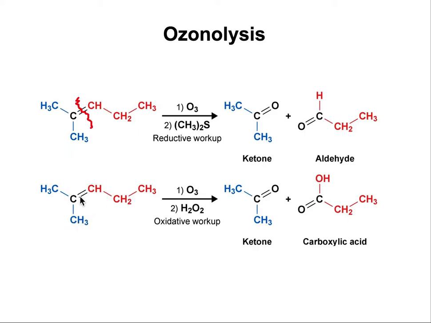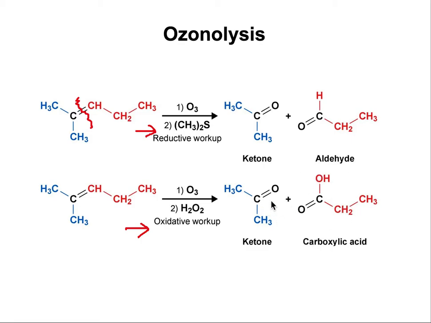Here, it's slightly different what's happening, and the reason is because this second step is different. So if we do a reductive workup, we're going to stop at the aldehyde, and that's it. That's what we're going to get. But if we do an oxidative workup, that's the quenching part, the second part of the reaction, we're not going to stop at the aldehyde, but we're going to get a carboxylic acid.